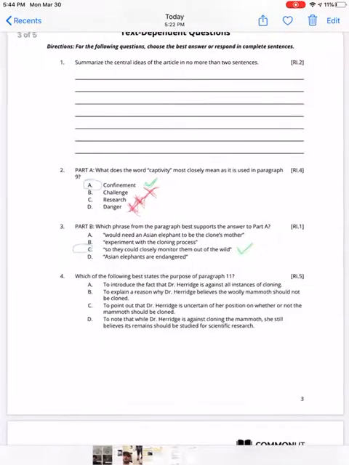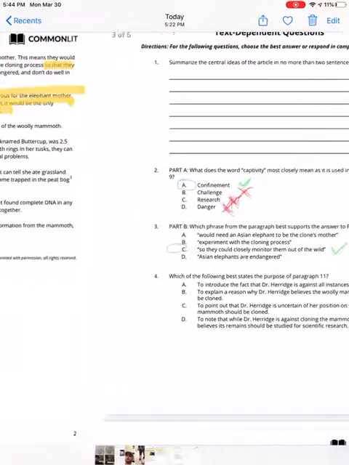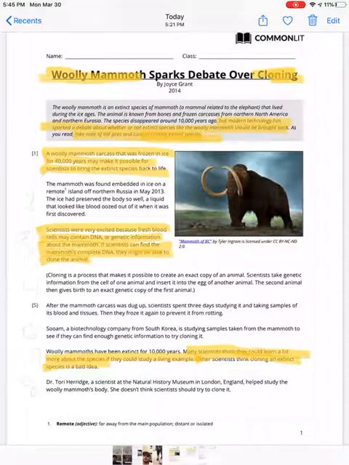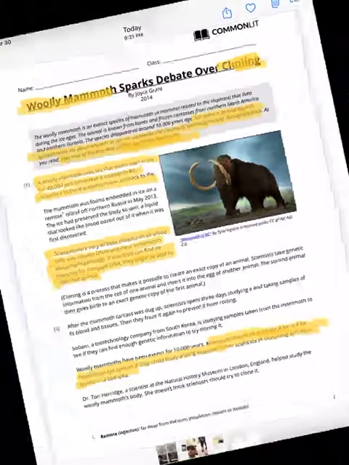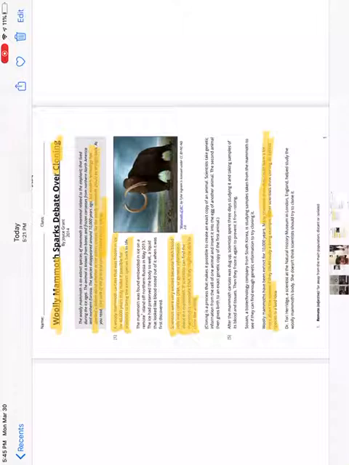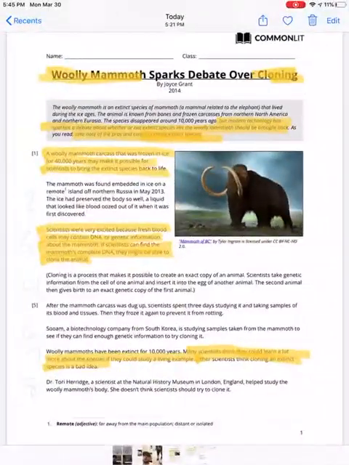Now, looking at this question right here, summarize the central idea of the article in no more than 2 sentences. I look back at the things I've highlighted, and I talk about what this passage was mostly about. This passage was mostly about the fact that they found a woolly mammoth that was well preserved, and they're thinking about actually cloning it to learn more about it. But there's a debate about it. They debate whether or not they should actually clone it, right?